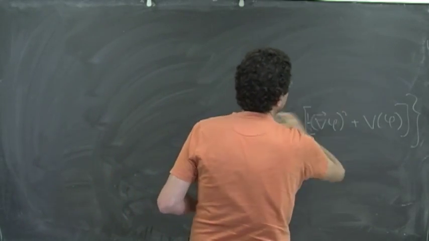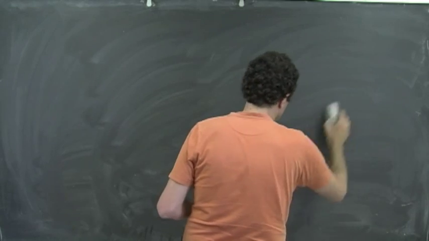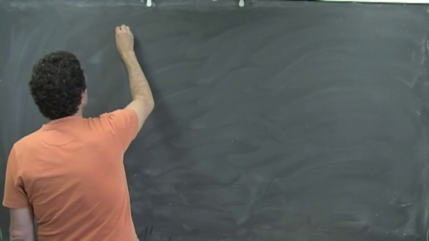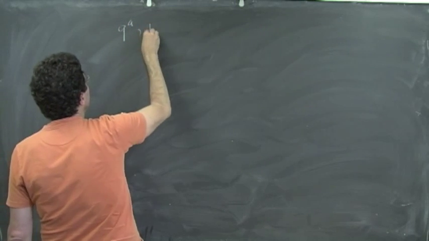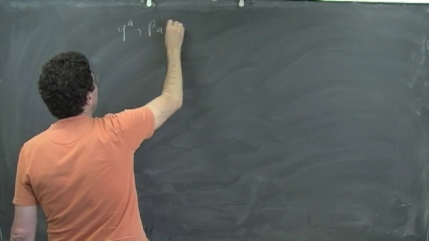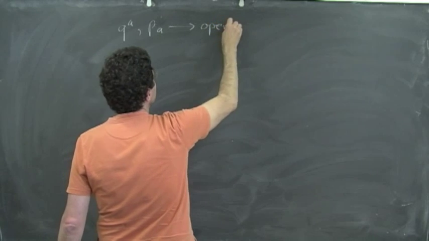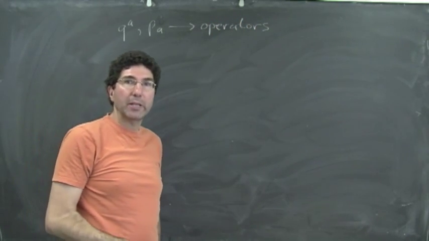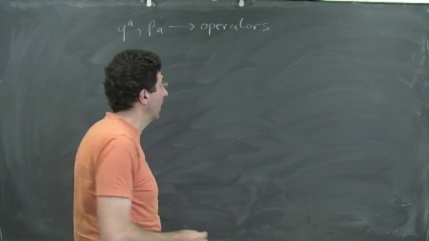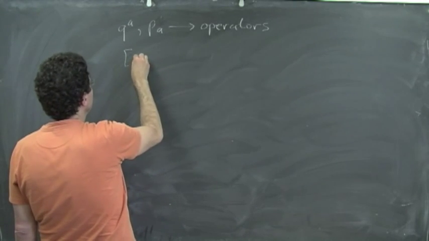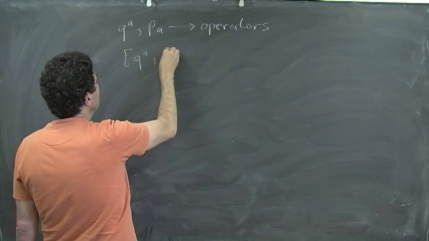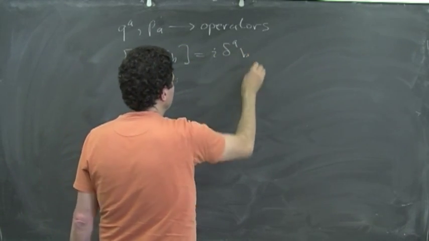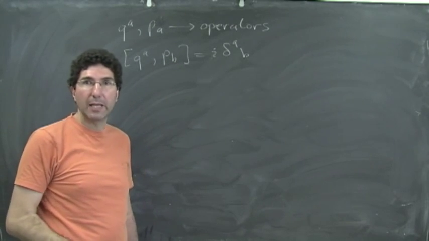Now let's look at the quantum theory. That's what we really care about. In the quantum theory, we're supposed to take the q_a's and the p_a's and turn them into operators. These operators are supposed to satisfy the canonical commutation relations, [q_a, p_b] equals i delta_ab. Remember, h bar is 1.